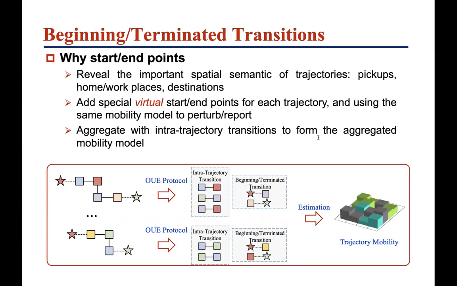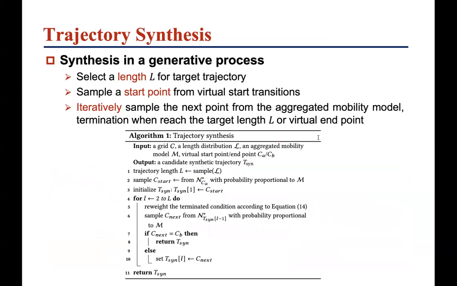The final component that we would like to model is the beginning and terminate transitions. We separate these from other intra transitions because they can only occur once for each trajectory, and in many situations they can play an important role in identifying users' information like pickup locations, home and workplaces, and so on. So what we do is add special virtual start and end points for each trajectory and use them to report the beginning and terminate transitions to form the final trajectory mobility.